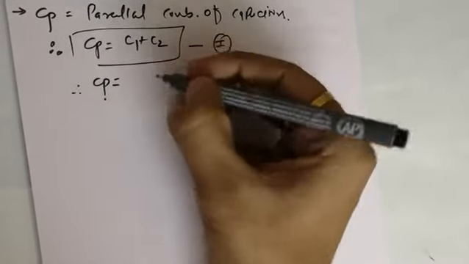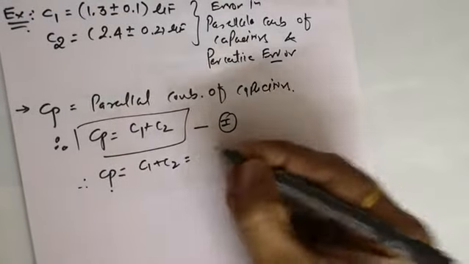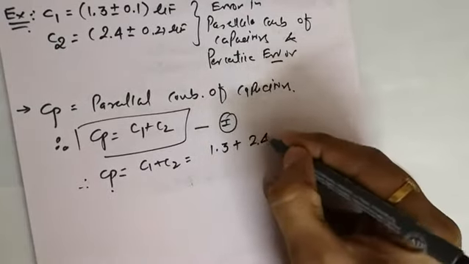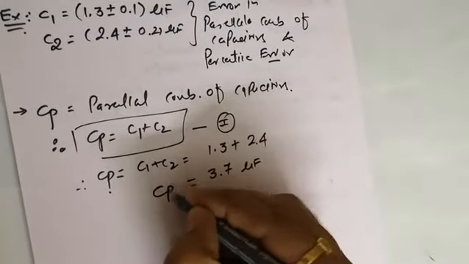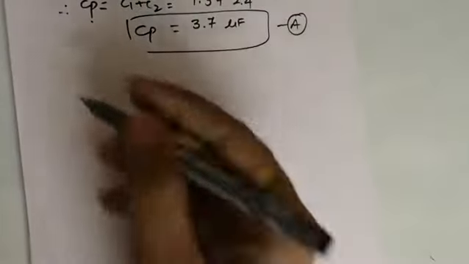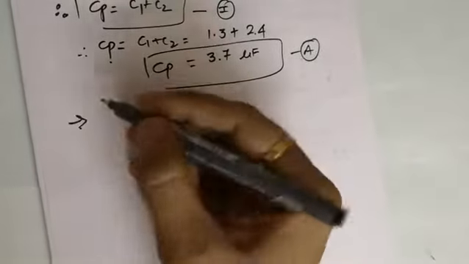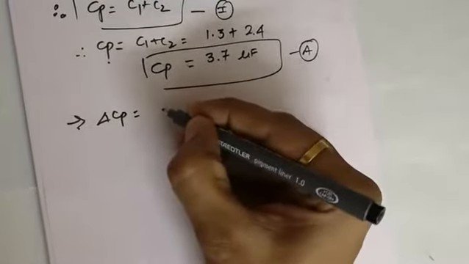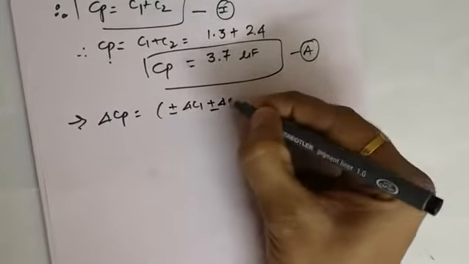First of all, I am putting in the actual data. So our actual data for C1 is 1.3, and for C2 it is 2.4, so I get 3.7. Its unit is microfarads, this is the data for the real one. I get 3.7 microfarads. As per my notation, I have discussed that delta x is the sum of both these error parts, or you can say the sum of the absolute errors. So I may mention that delta CP is plus or minus delta C1 plus or minus delta C2.